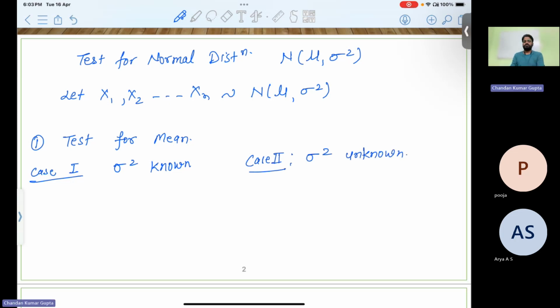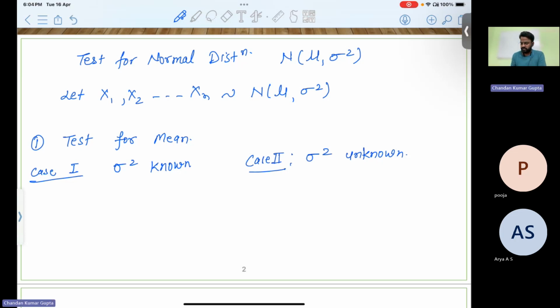Okay, so in testing of hypotheses, there are four steps. The first one is to frame the hypothesis. Then we discuss the test statistic, and then compare the test statistic value to the tabulated value, and then conclude our result on the basis of the tabulated and calculated values. These are the four steps.